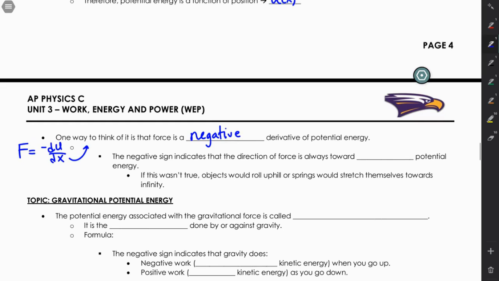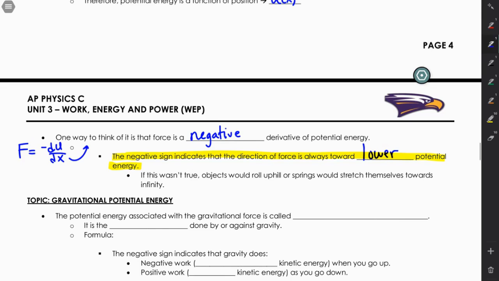So the negative sign indicates that the direction of force is always towards a lower potential energy, right? I want to highlight this whole thing, right? Because that's very important, right? All force wants to bring it down to a lower potential energy, okay?